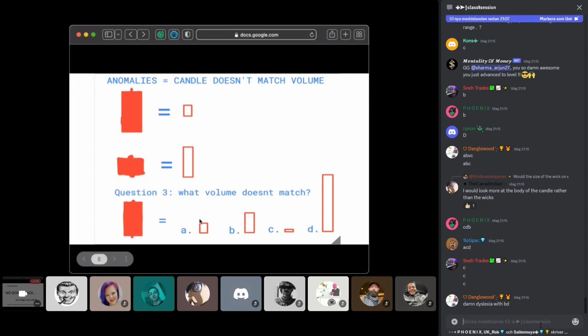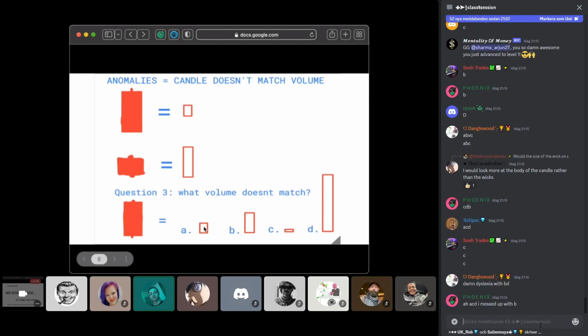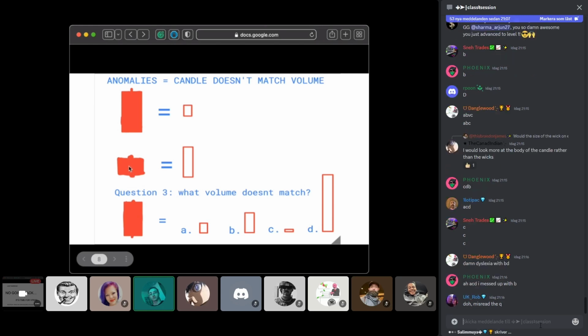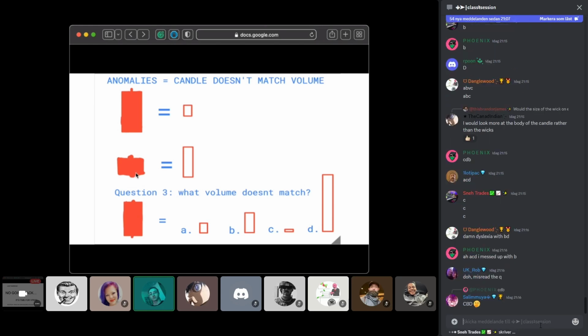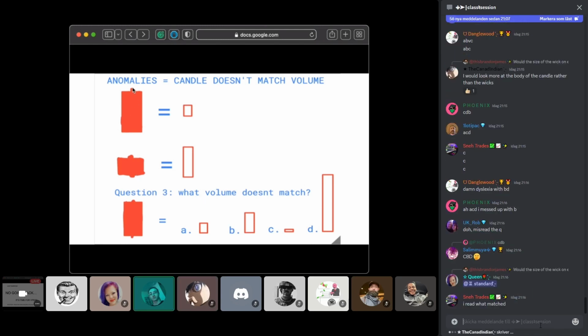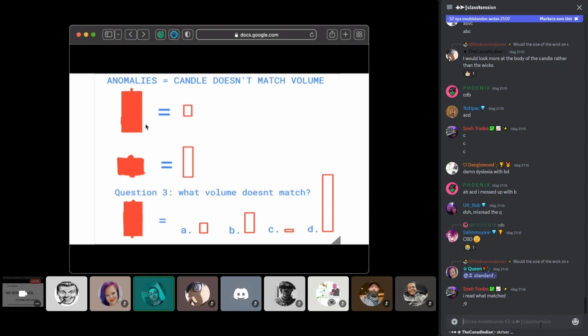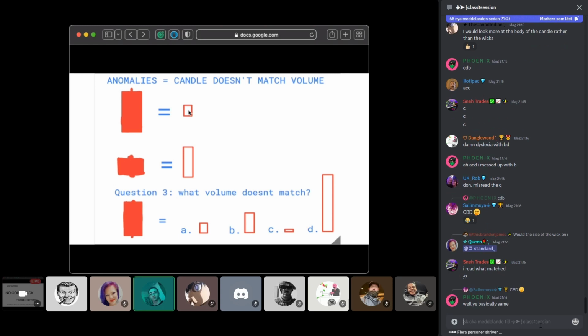You get a kind of small volume here, which would normally match up to this candle, but we're looking at anomalies. So an anomaly is a candle that doesn't match the volume. I'll go over that at the end. So we see here we have this large candle, small volume. That's an anomaly. The volume does not match the candle.